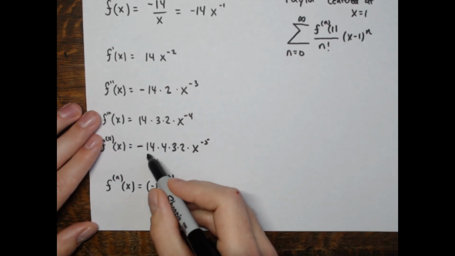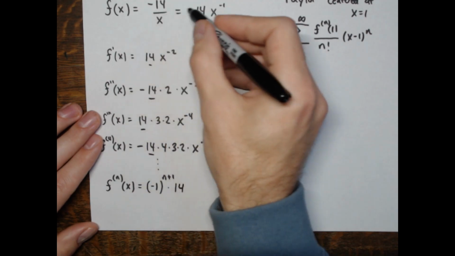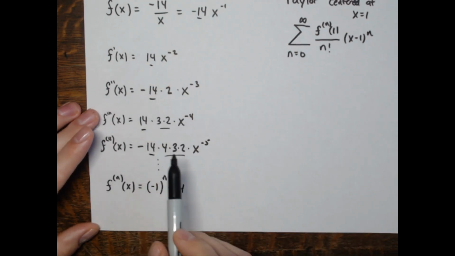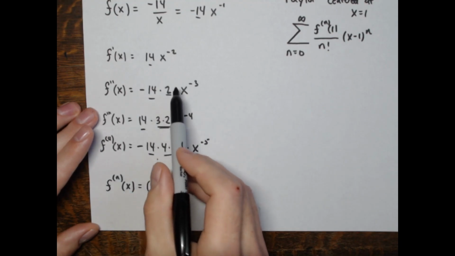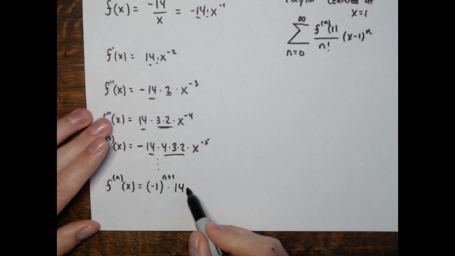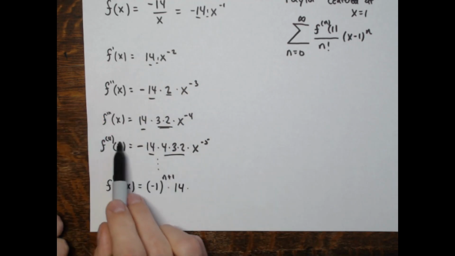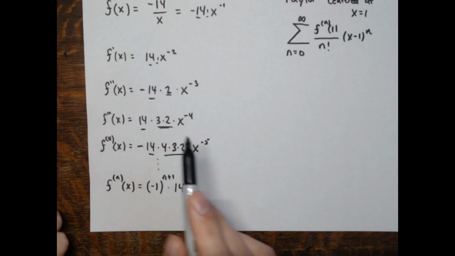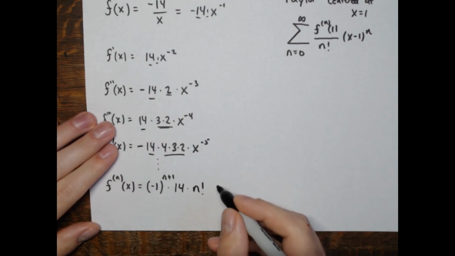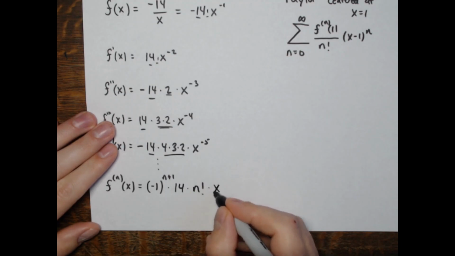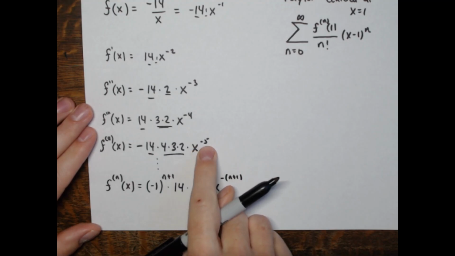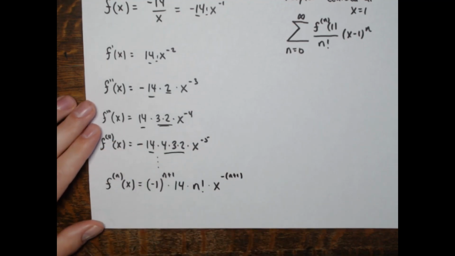Times 14. Notice all these have this 14 in common. And then you have the factorial after it: 4 factorial, 3 factorial, 2 factorial, 1 factorial is 1, 0 factorial is 1. The fourth derivative had 4 factorial, the third derivative had 3 factorial, so the nth derivative should have n factorial here. And then times x to the opposite of whatever n plus 1 is, the -5, one higher than the derivative.